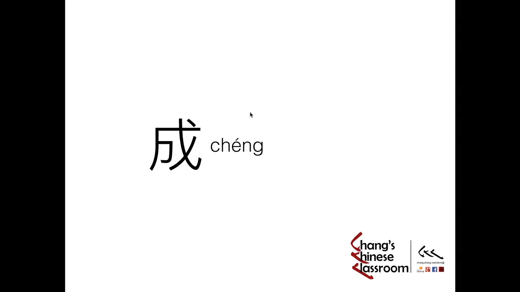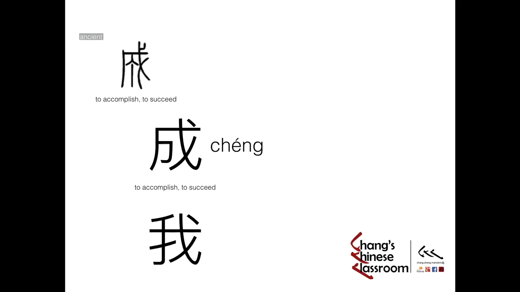With me, 成. This is the ancient version of this character. This part is the traditional Chinese spear, so it has something to do with military service. That means to accomplish or to succeed, which is the same as the modern version. It's a little bit hard to analyze the inner structure of this character, so I'm going to use a previous character you've already learned to explain this one.